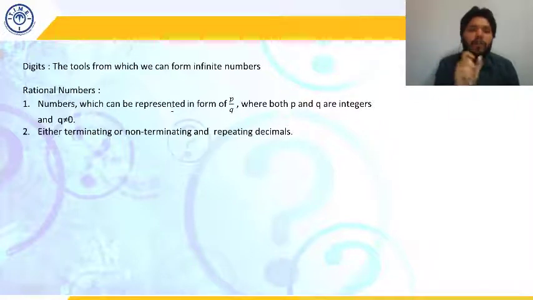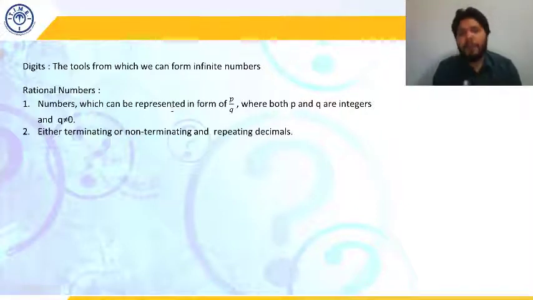Let's take an example of non-terminating and repeating also. You can take the example of 10 by 3. If we divide 10 by 3, what will I get? 3.333333 infinite times. So it is not terminating, it is not ending after the decimal. It is going up till infinity. So this is called non-terminating, but a particular pattern is repeating. 3.33333, so infinite times 3 is coming. So that number is also called a rational number.